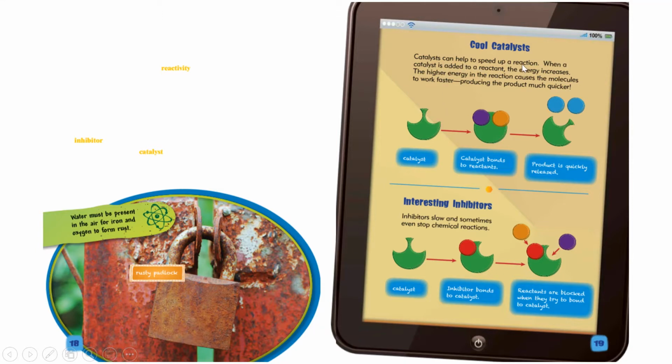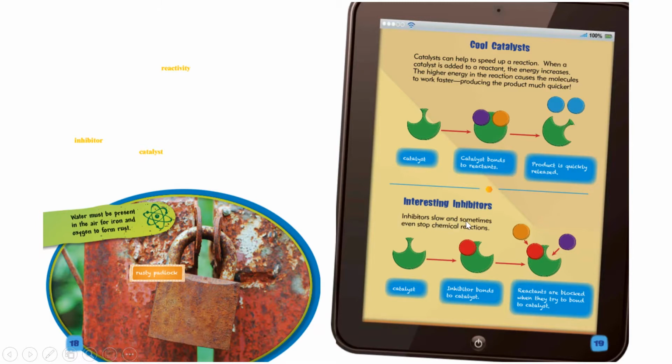Catalysts can help to speed up a reaction. When a catalyst is added to a reactant, the energy increases. The higher energy in the reaction causes the molecules to work faster, producing the product much quicker. Catalyst bonds to reactants. Product is quickly released.